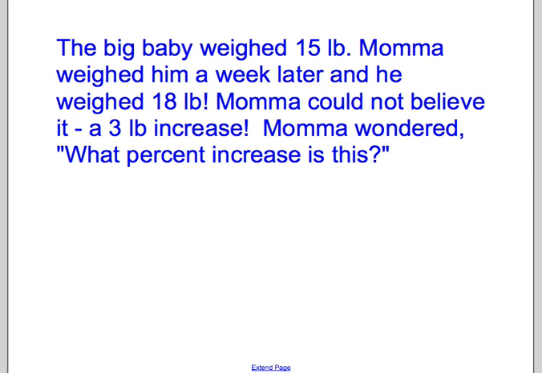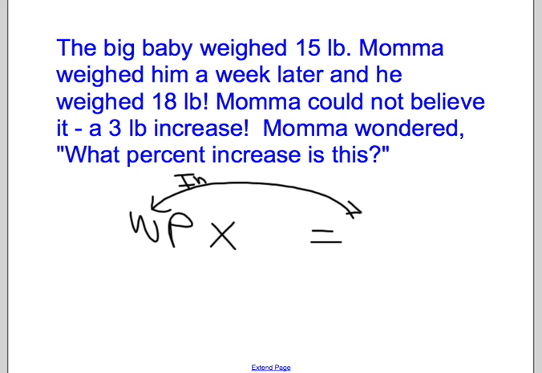Okay. The big baby weighed 15 pounds. Mama weighed him a week later and he weighed 18 pounds. Mama could not believe it. A 3-pound increase. Mama wondered, what percent increase is this? Okay. The question's asking for us to find the percent. Percent what? The increase. So we have our what percent, and we know that that has to line up with the increased amount.